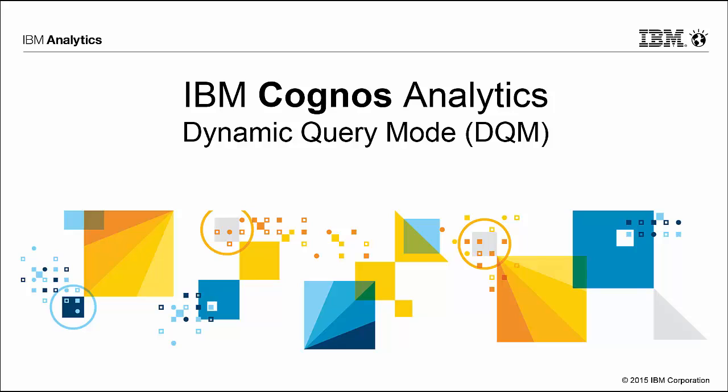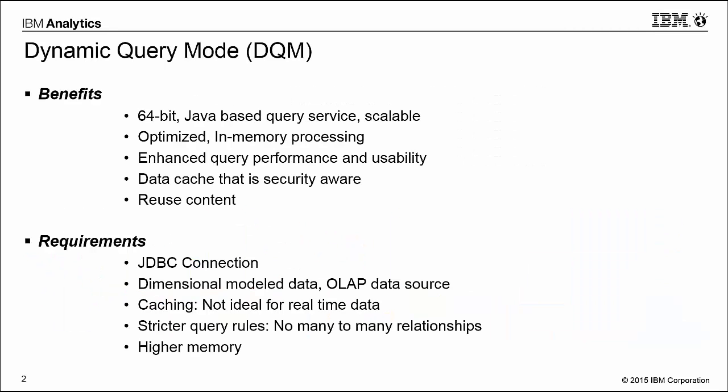Today we'll be talking about dynamic query mode for Cognos Analytics. A few things to consider about dynamic query mode. The benefits: this is a 64-bit Java-based query service that is highly scalable. It's optimized for in-memory processing. There's enhanced query performance and usability.